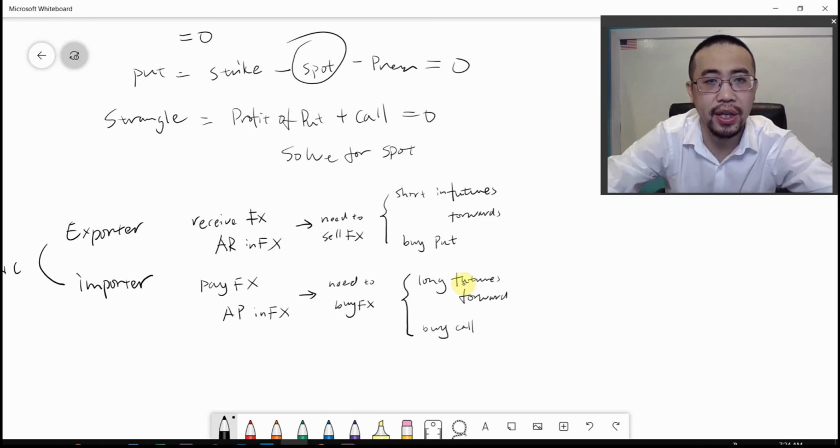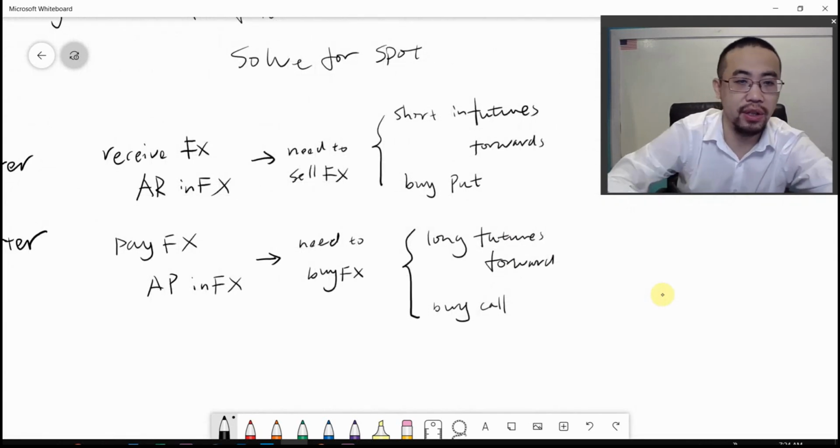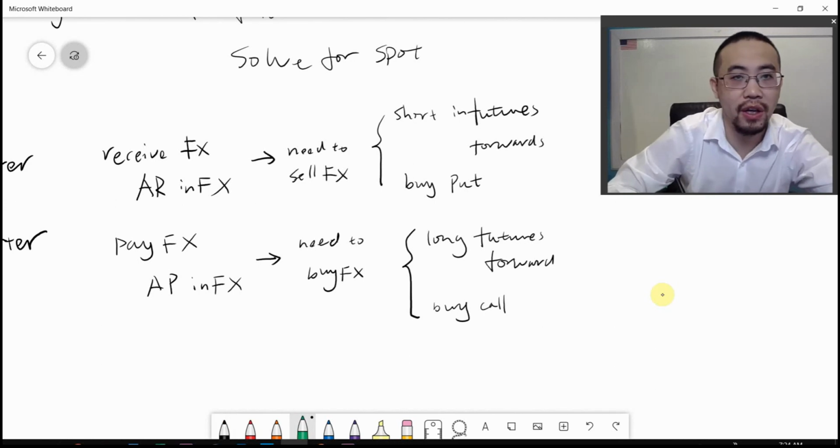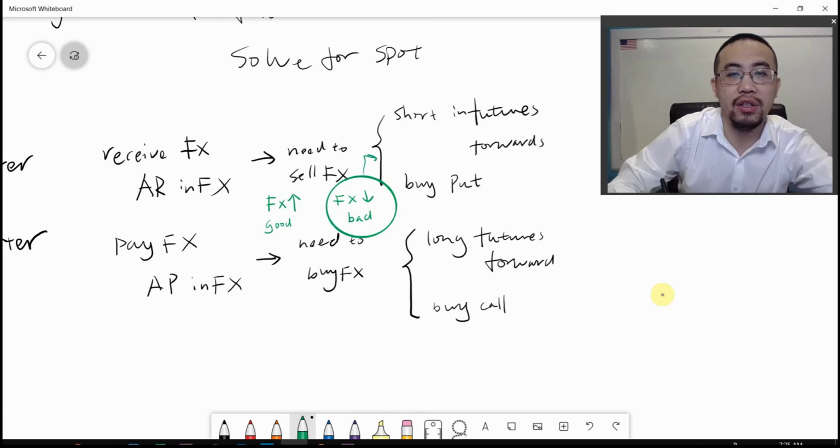And you should also know that if you need to sell foreign currency, there could be two situations. If the foreign currency appreciates, then when you sell it, you would get more dollars. So this is a good situation for you. If the foreign currency goes down, then you will get fewer dollars. So that's bad for you. And you want to prevent this bad thing from happening by using all these financial products. So this is called hedging.